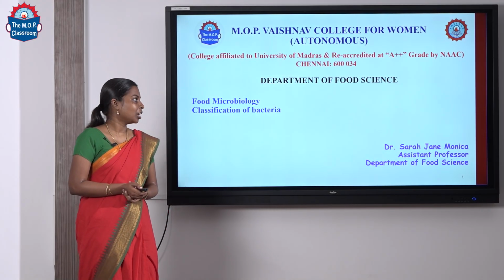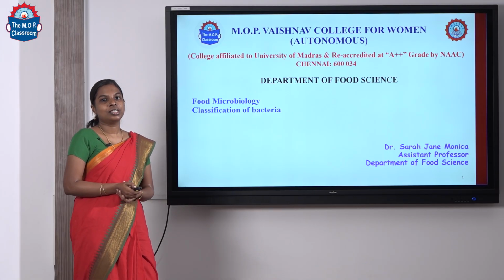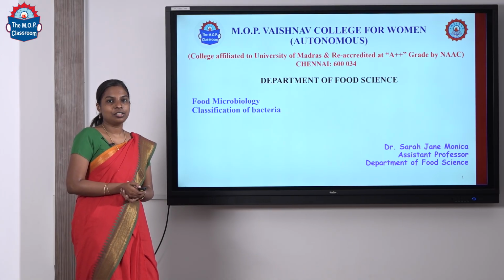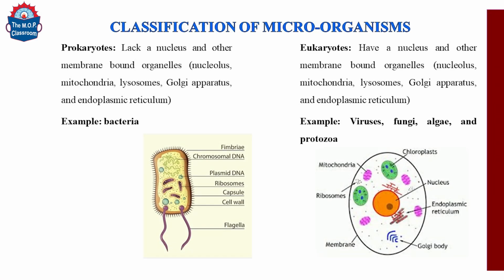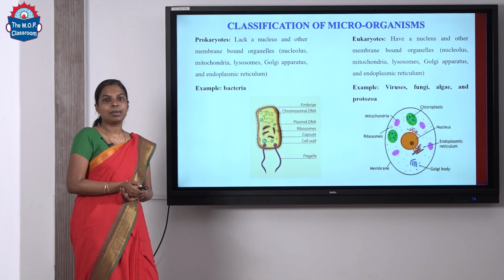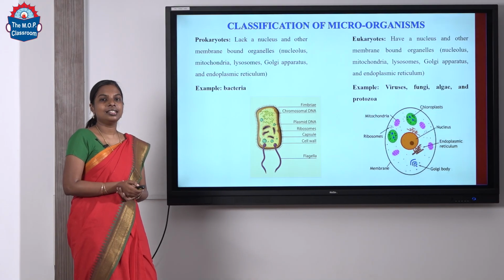I am Dr. Sara Jane Monica, Assistant Professor, Department of Food Science, and I am here to talk about the different ways by which bacteria can be classified. So, microorganisms are defined as minute, unicellular or multicellular organisms that are invisible to the naked eye and hence can be viewed only under the microscope.